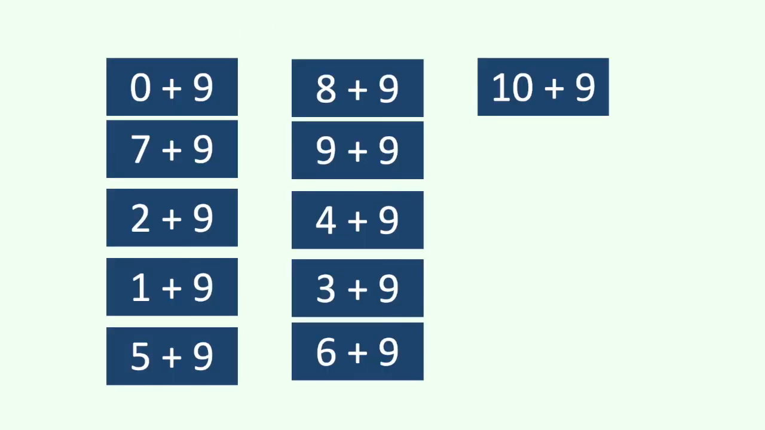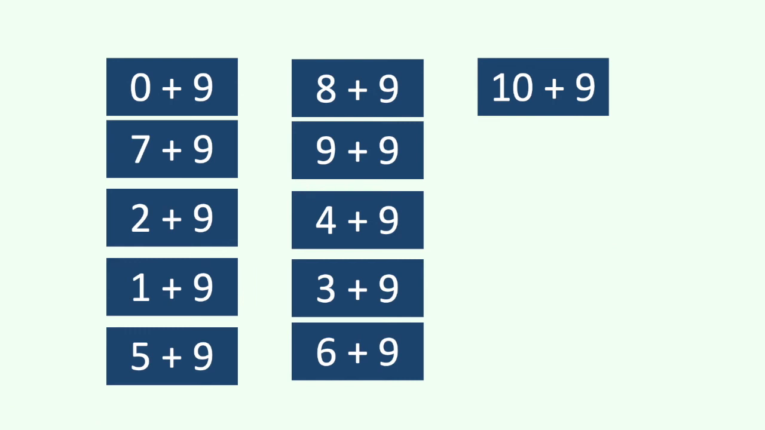Okay, and that's all of the add 9 facts. Quite straightforward, isn't it? So all you need to remember is that if you take 1 from your smaller number and give it to your 9, then you have the same amount overall, but you've turned your addition into an add 10.